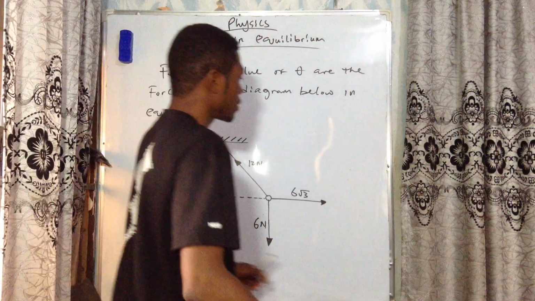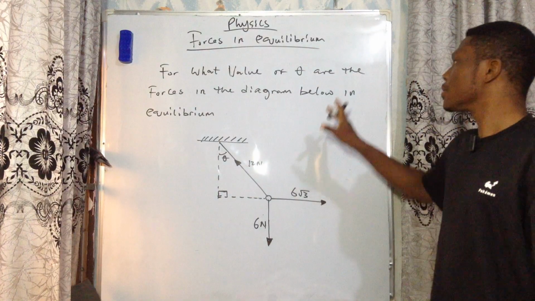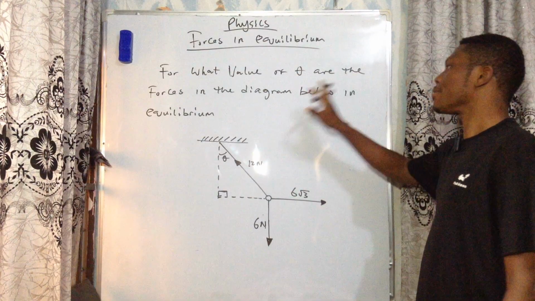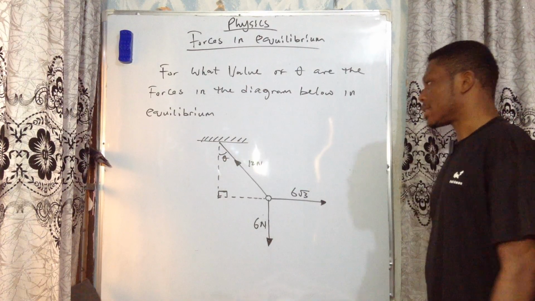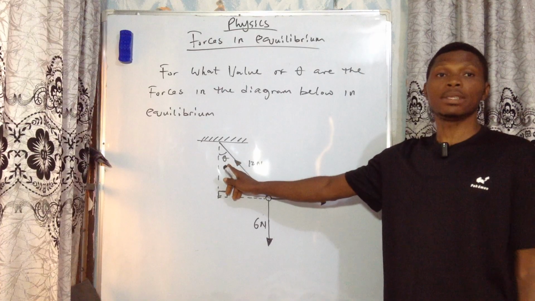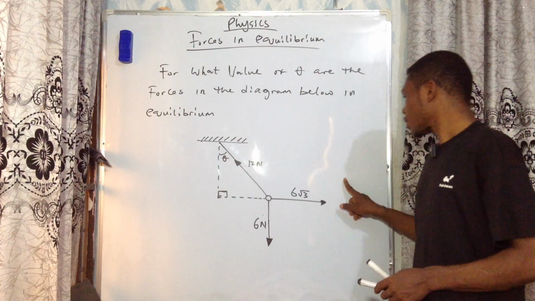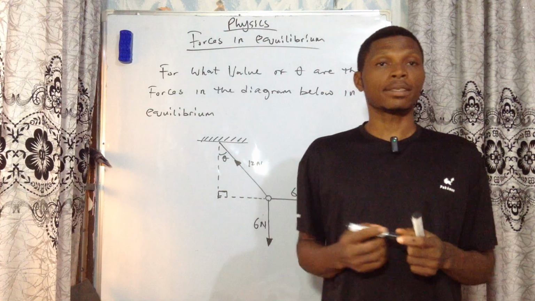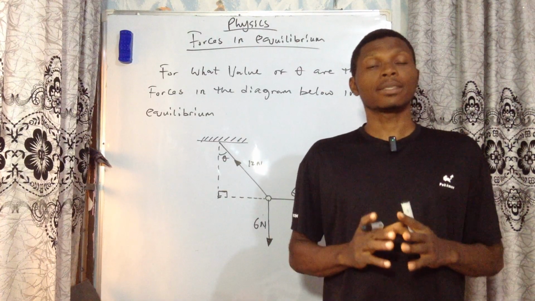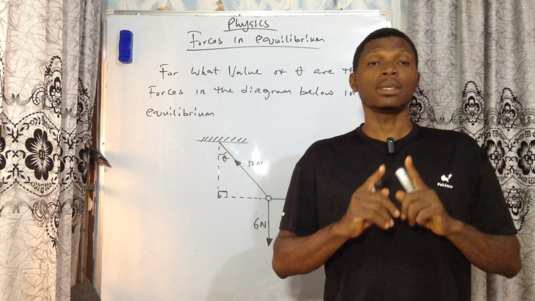Okay, guys, let us take care of this question. The question on the board says, for what value of theta are the forces in the diagram below in equilibrium? That is, we are to find the value of this theta. Recall from the conditions of equilibrium that the first condition is that the resultant force on the object is zero.